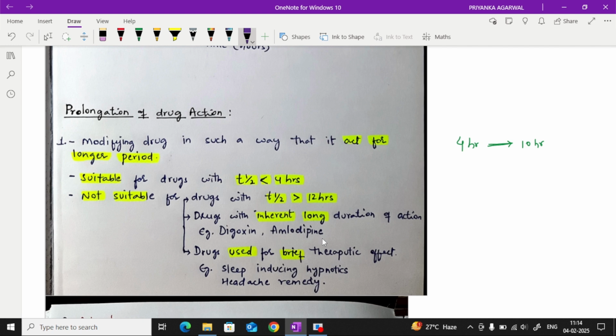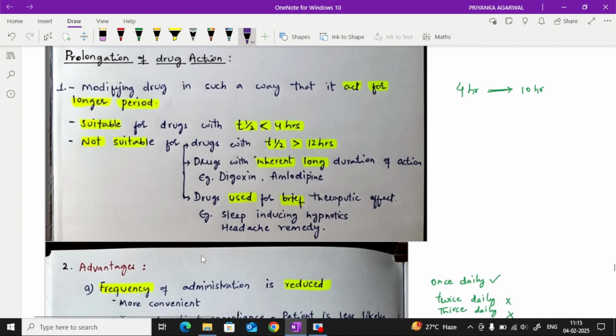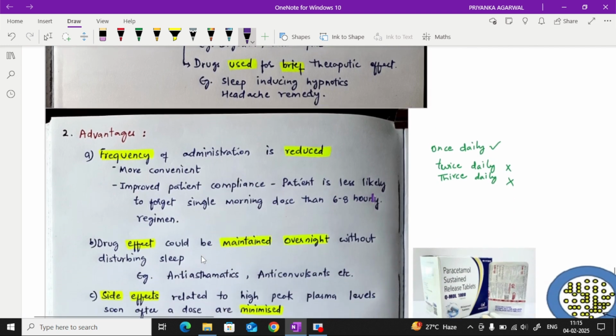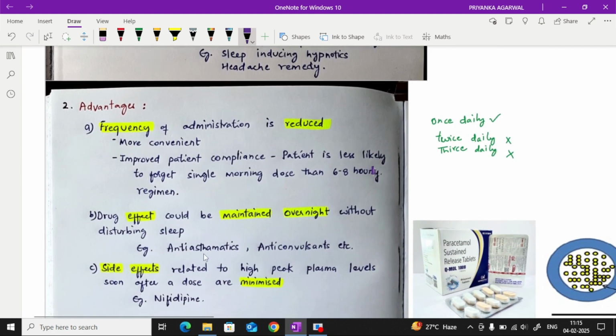Next, drugs used for brief therapeutic effect. So for the drugs which are made to act for shorter duration, like the sleep inducing hypnotics, they should act for shorter duration, right, and headache remedies. So they are not suitable for this prolongation, and they are not suitable for points 1, 2 and 3 over here. Now what are the advantages, right?